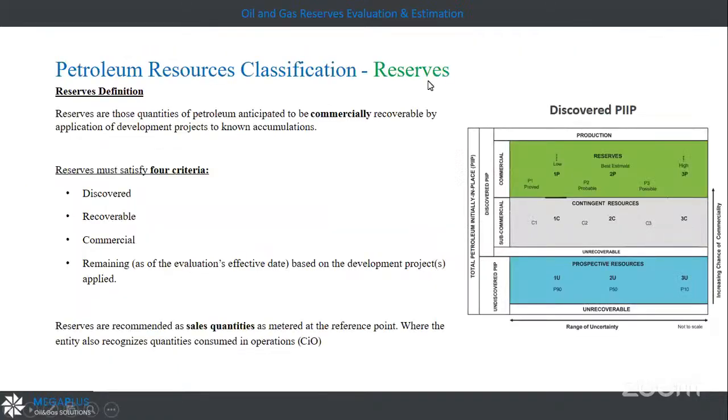First, reserves. As mentioned, reserves must be discovered, must be recoverable, must be commercial, and must be remaining, meaning I already developed and I have remaining. And as I mentioned, the reserves will be the sales quantity. So if I have the production forecast, I have to subtract the company's own consumption. That's why we have to mention the terminologies and definitions.